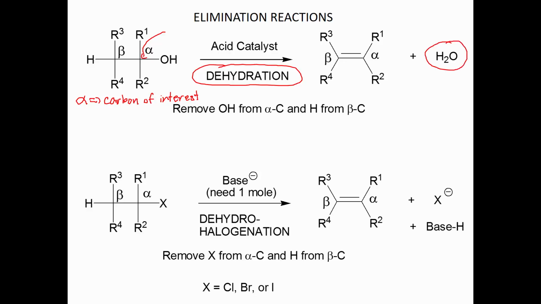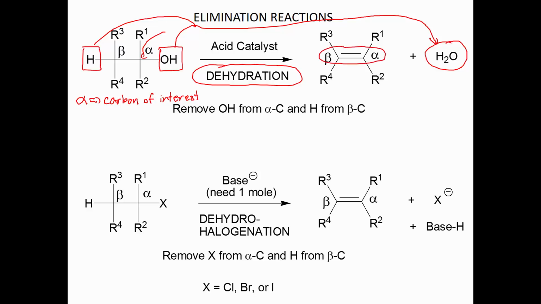Now, how do we make water? Well, we're going to take the OH off of the alpha carbon and a hydrogen off of the beta carbon. These two are going to come together, and that's where our water comes from. In the process, both the alpha and beta carbons have one less thing on them, so they're going to now acquire a double bond between alpha and beta, and this is where the alkene group comes from. So the alpha and beta carbons become alkene carbons.